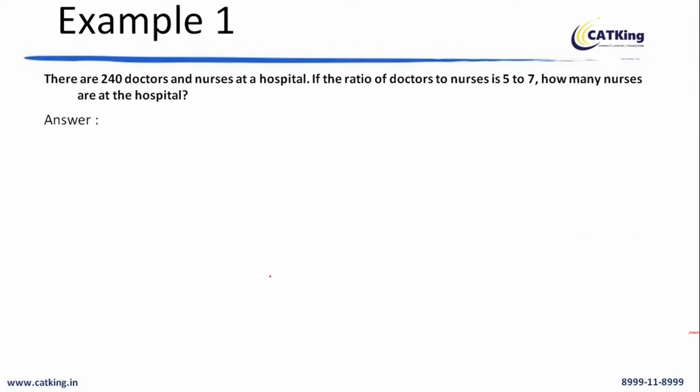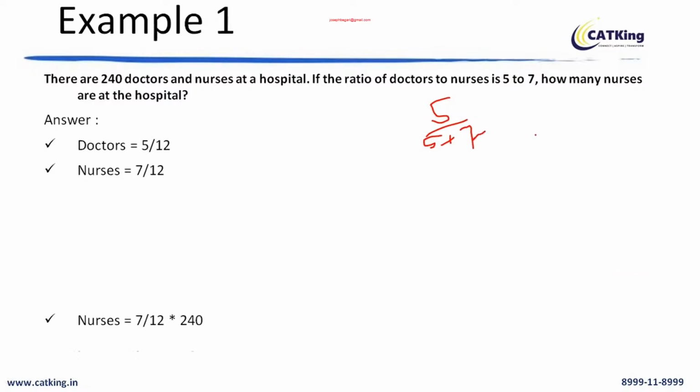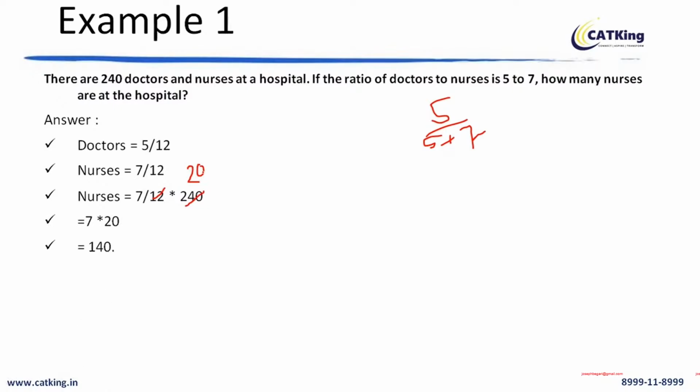Now let's look at the same question but a different approach. You have to find out how many nurses are at the hospital. The ratio is 5:7 and 240 is the total number of doctors and nurses. Here doctors is 5 by 12, because 5 is the share of doctors upon total, and the total is 5 plus 7. And thus nurses becomes 7 by 12. So nurses is 7 by 12 into 240, because 240 is the total number and you have to find the share of nurses. That becomes 7 into 20, which gives us 140.